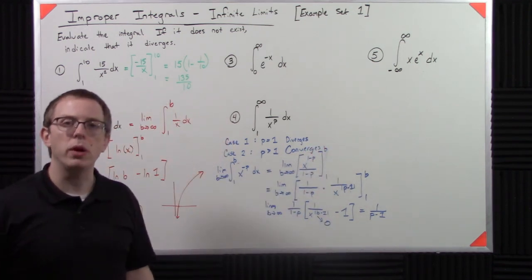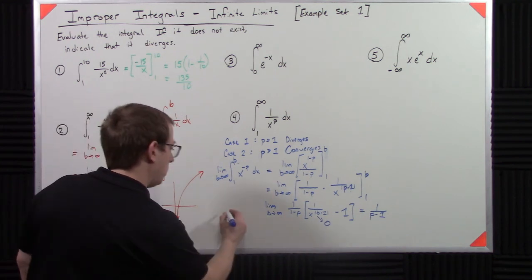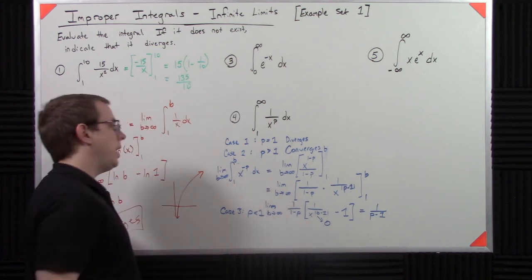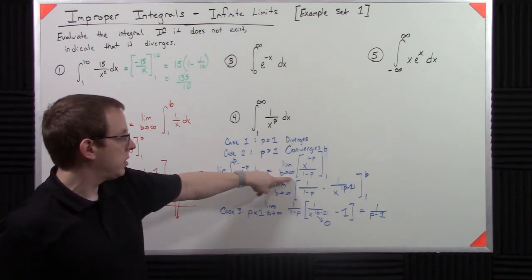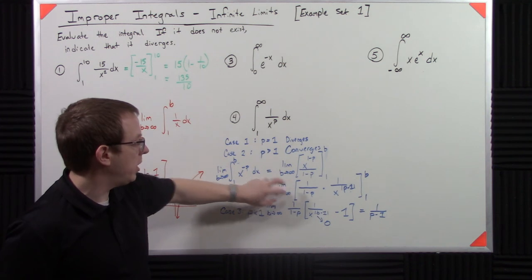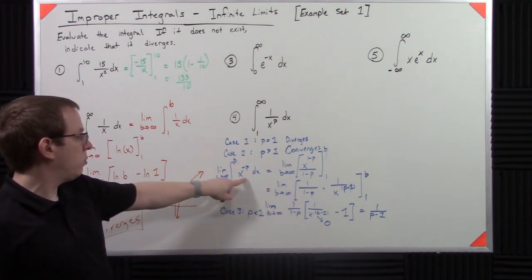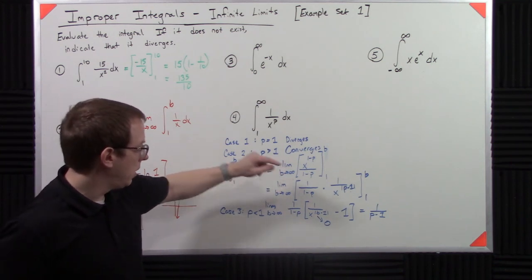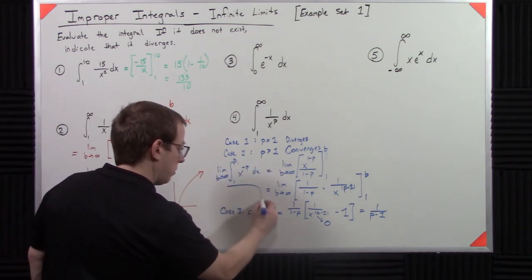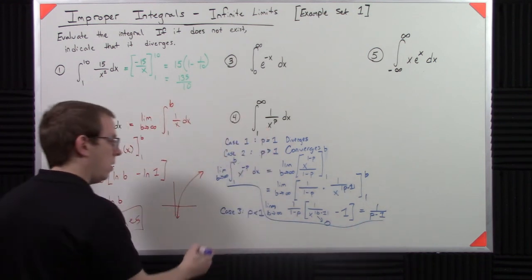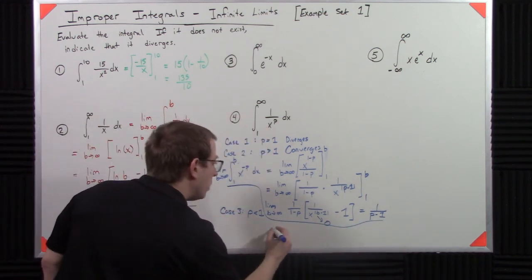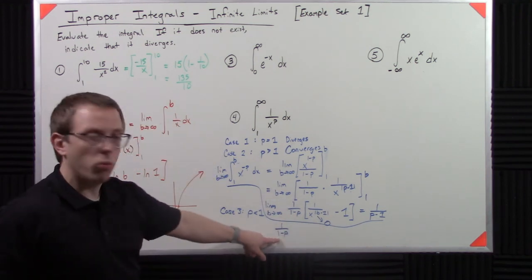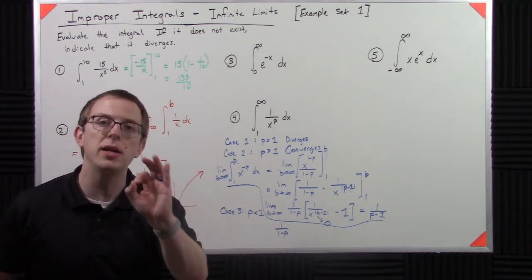Now what about case 3? What about the case where p is less than 1? Now if p is less than 1, we still have this integral. We still can apply the power rule. We get this limit. You end up with 1 over 1 minus p. Now, notice that 1 over 1 minus p is now positive. 1 minus p is positive.